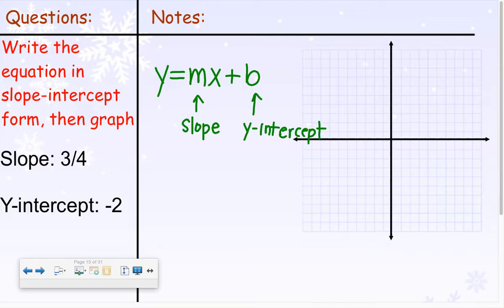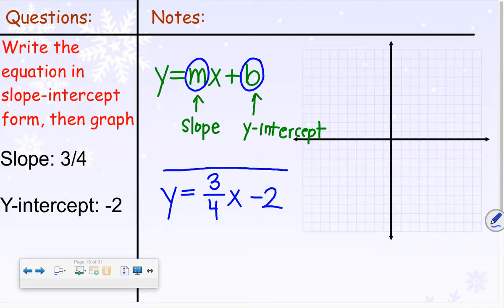So if I'm going to write this equation, I'm going to start with y equals, my slope goes first in for m, is 3/4. Don't forget to put the x after that. And then my b, the y-intercept, is -2. So this is my equation in slope-intercept form. Now I'm going to graph it.